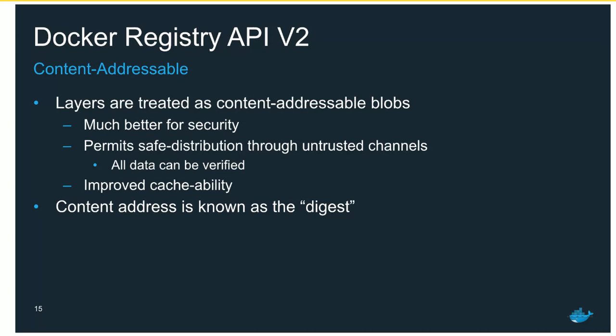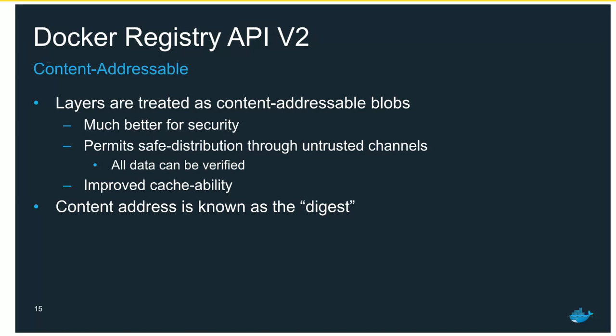So the first thing we said with the V2 API was to make layers content addressable. Layers are just treated as blobs, and you can reference those blobs with a content address. This is much, much better for security. It permits safe distribution through untrusted channels. So I can send you a piece of data and a hash, and then you can ensure that that data hasn't been tampered with by making that hash calculation yourself. And since we are content addressing content, the data is immutable, so it improves the cacheability and makes caching a lot easier. We haven't leveraged all the cacheability yet, but we will in the future.